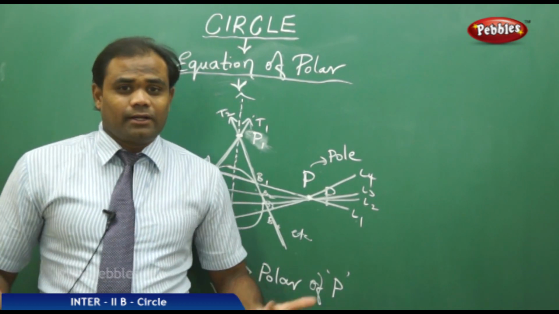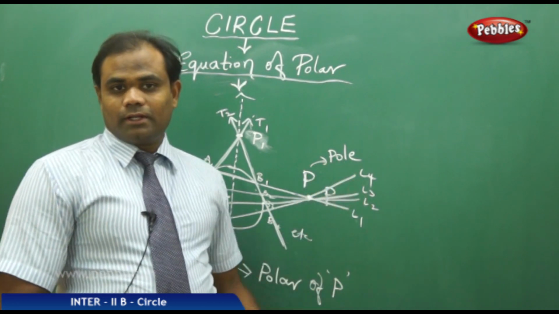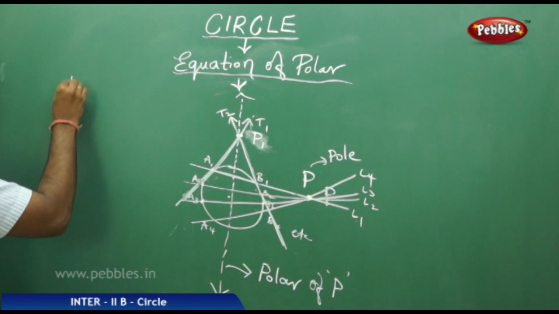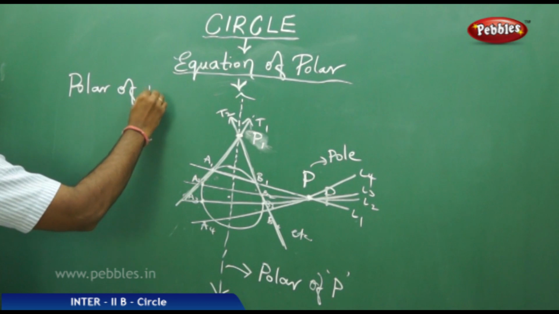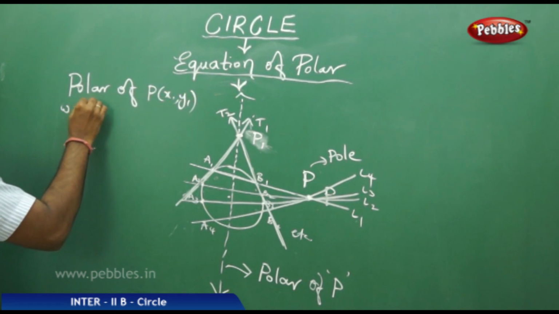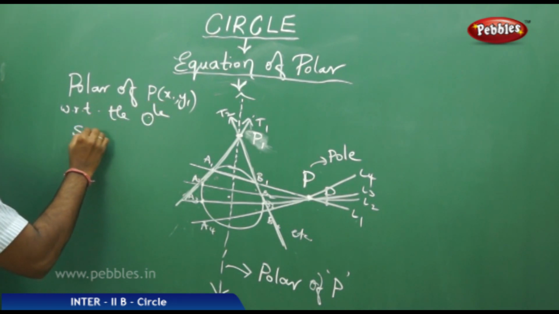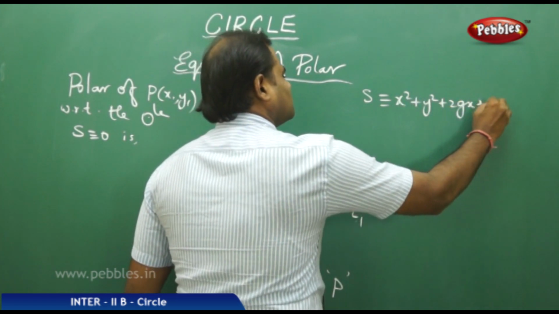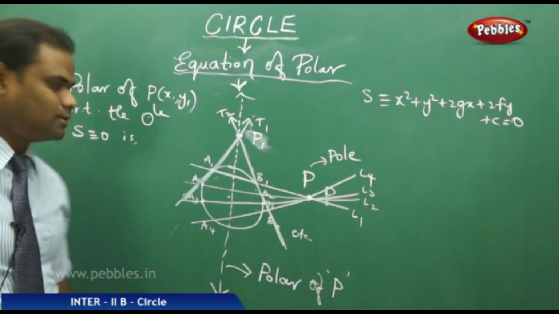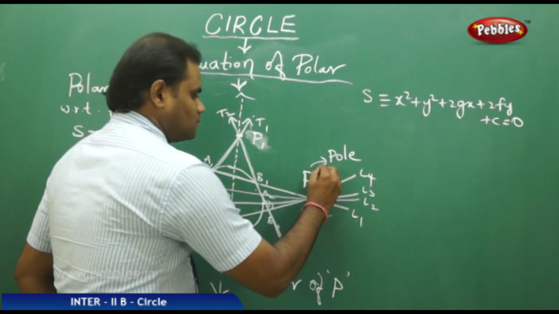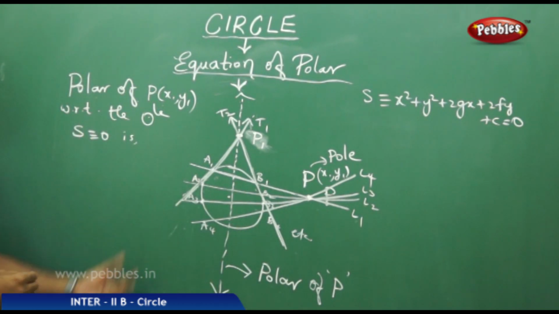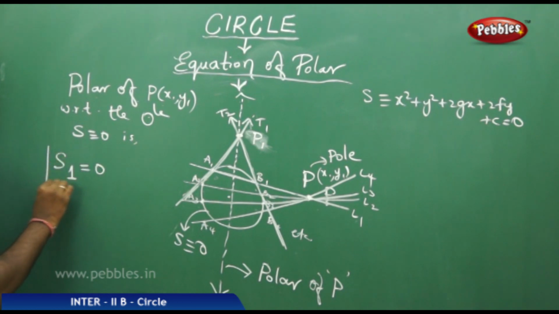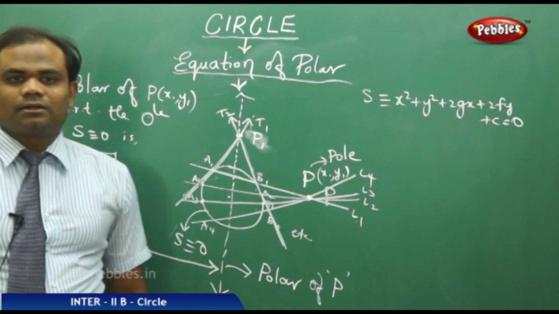Now that we have understood what a polar is for a circle and the polar of the point P, which is called the pole, let's see the mathematical formula which is involved with finding the polar of a circle. So if I have the polar of the point P (x1, y1) with respect to the circle S equal to 0, which is x squared plus y squared plus 2gx plus 2fy plus c equal to 0, the general equation of a circle, the polar of point P (x1, y1) with respect to the circle S equal to 0 is given by the formula S1 equal to 0. So this is the equation of the polar, which is a straight line.